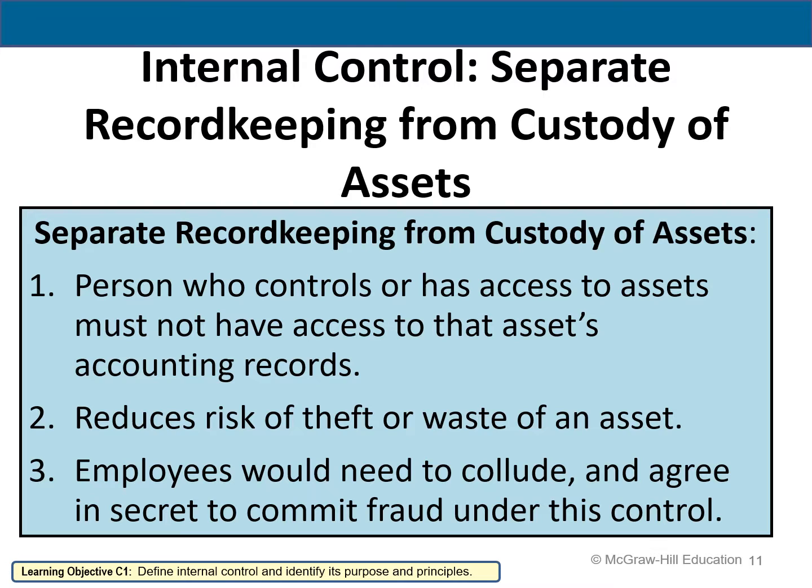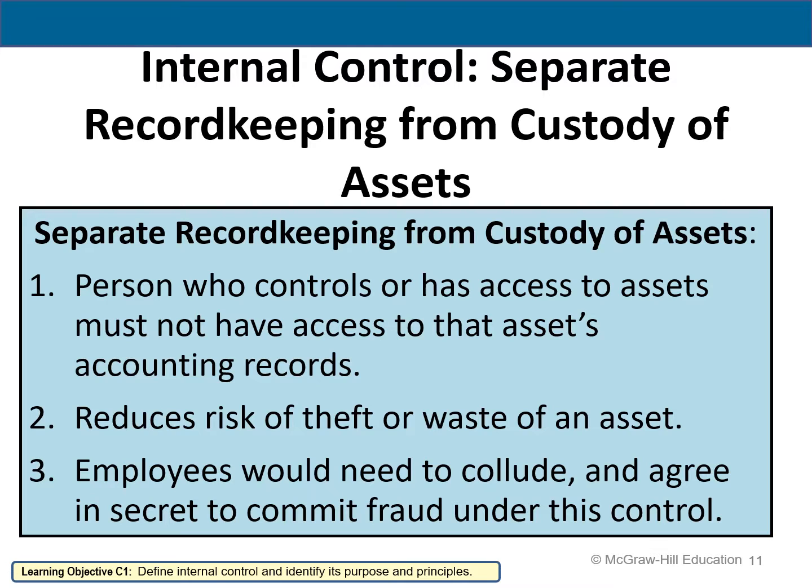This reduces the risk of theft or waste of an asset. And by doing that, employees would need to collude and agree in secret to commit fraud if you have separate controls. So if your cash receipt person, the person processing all the cash coming in your door, is in collusion with your bank reconciler, then perhaps they could figure out some way to take money from the company. But if they're not in collusion with one another, then that bank reconciler is going to figure out if the cash isn't making it to the account.